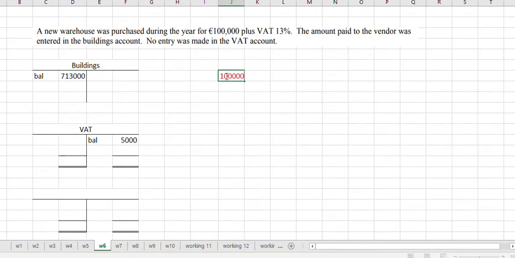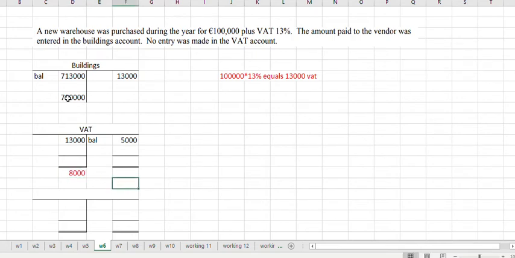100,000 times 13% equals 13,000 VAT. That should not be in here in the buildings account. So we're going to credit 13,000, and we're going to debit VAT 13,000. That's it. So when we balance these accounts now, we will end up with 700,000 here and 8,000 here.